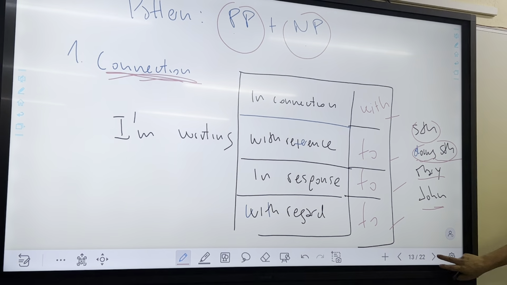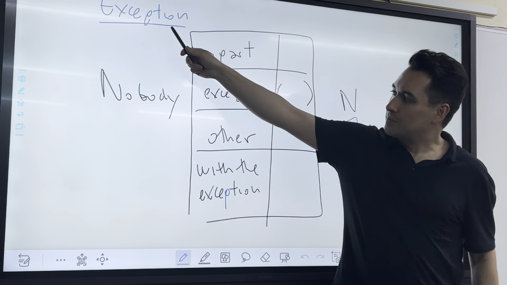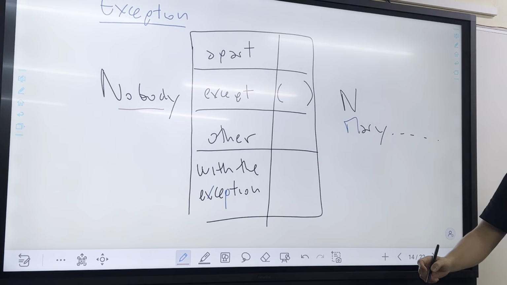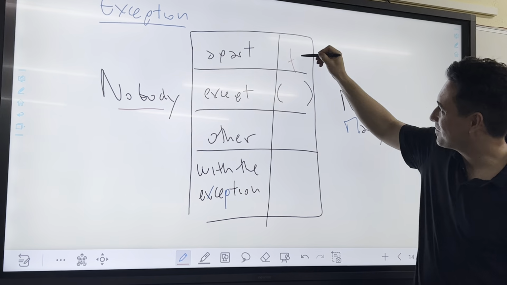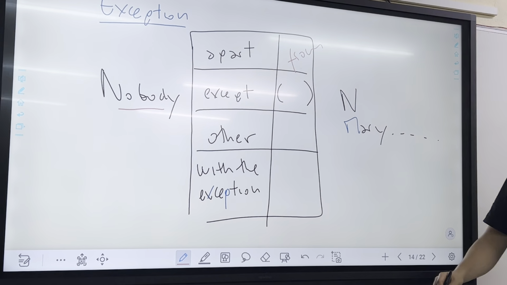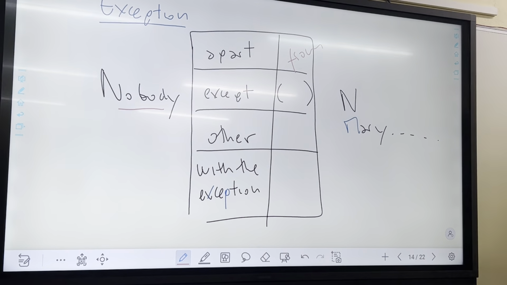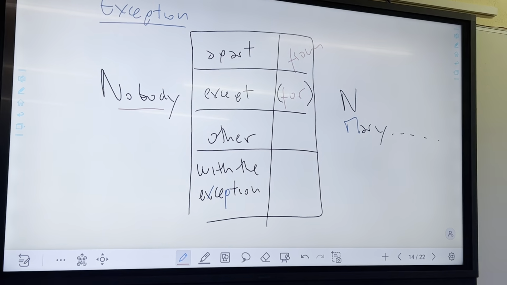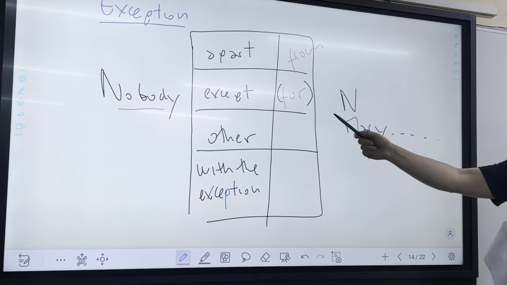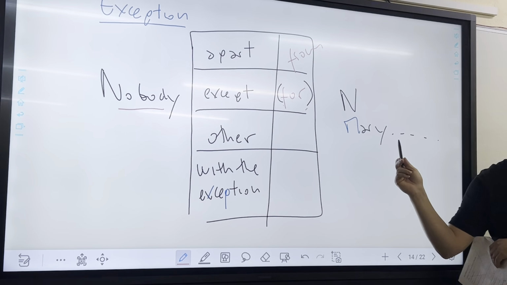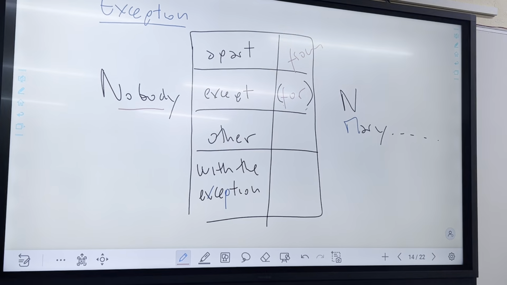Shall we? To make an exception. Oh, nobody, apart Mary. From Mary. Nobody except Mary. See? Except from? Except for Mary. Nobody passed the exam except for Mary. By the way, this for is optional. That's why it's between parentheses. You could say except Mary, and that's also okay. Nobody did it except Mary. Nobody did it except for Mary.